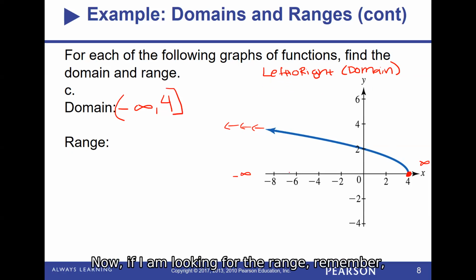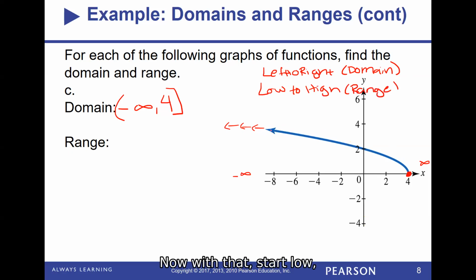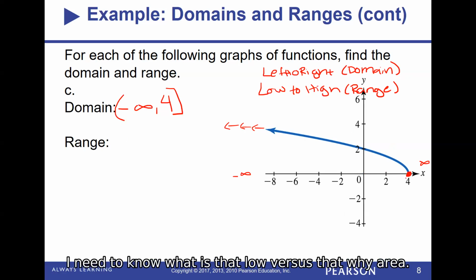Now, if I am looking for the range, remember low to high is going to be my range. Start low, the lowest point on the graph. And again, remind yourself, everything that you see here that's in black is just kind of a guider line. What I'm really referring to for the graph of the function is this blue part. So taking a peek at that blue part, I look for where's the lowest point on the blue part. It's right here. But again, I don't need 4. 4 is an x value. I need to know what is that low versus that y area.